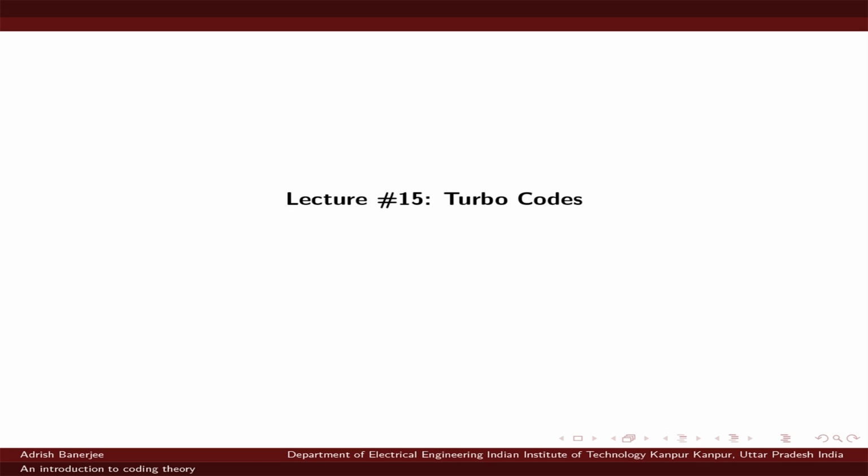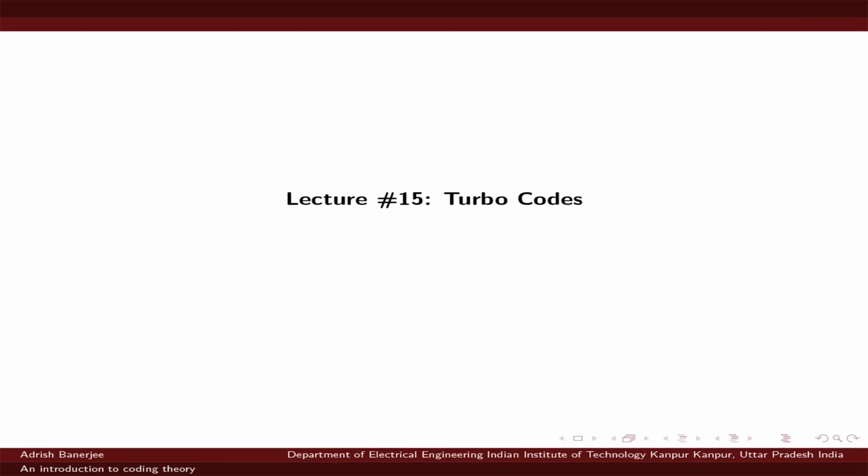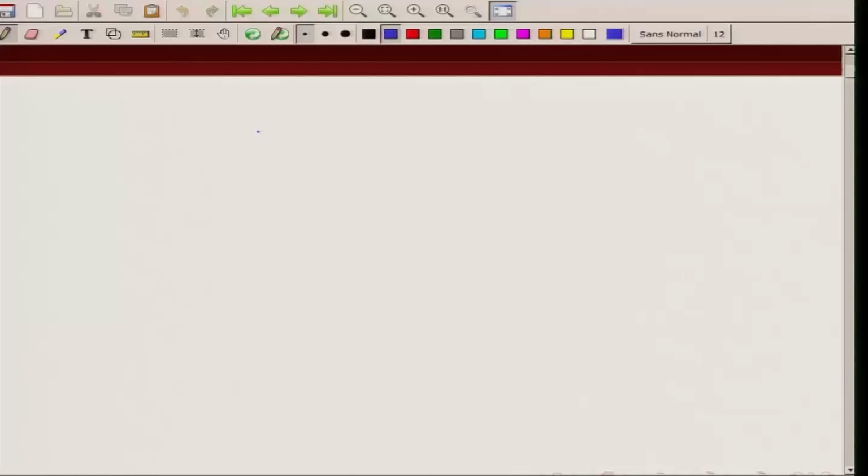Today we are going to talk about a class of parallel concatenated convolutional code called turbo codes. Now, what is concatenation? In concatenation, we take small codes and we combine them to create a more powerful code. This idea of concatenation was proposed by David Forney, and what he did was he took two codes. There was one code called the outer code, and then he had another code called the inner code.